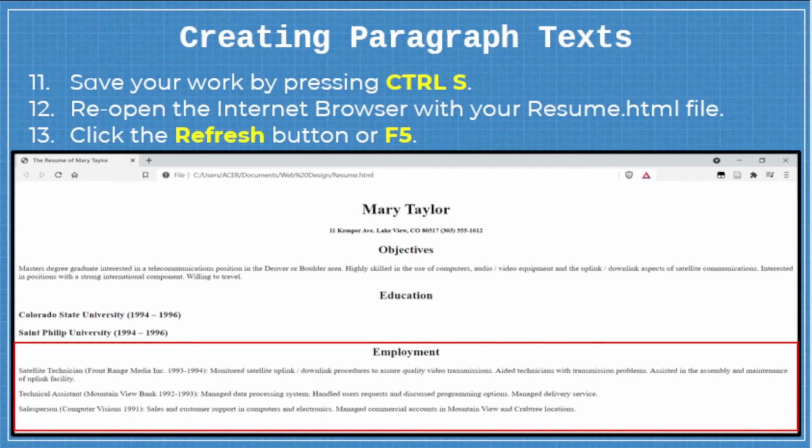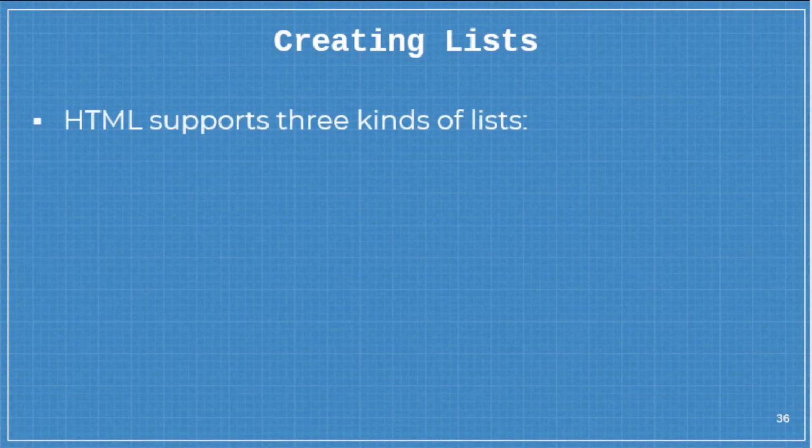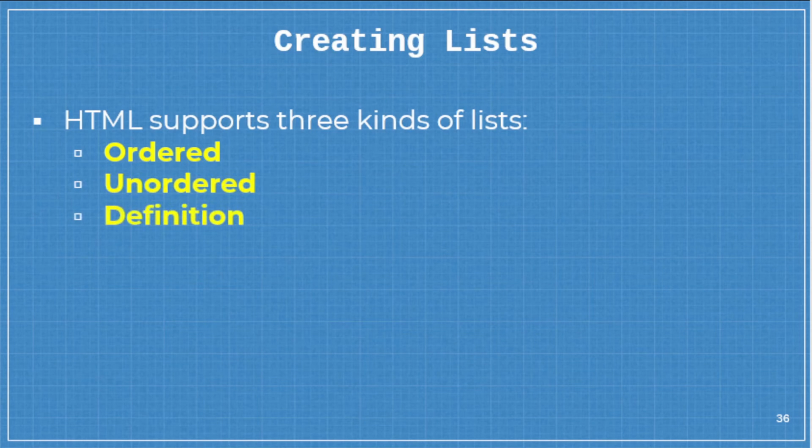Okay, so that's what we learned so far. Then let's add some more. We have lists. Now HTML supports 3 kinds of lists. We have ordered, unordered, and definition.